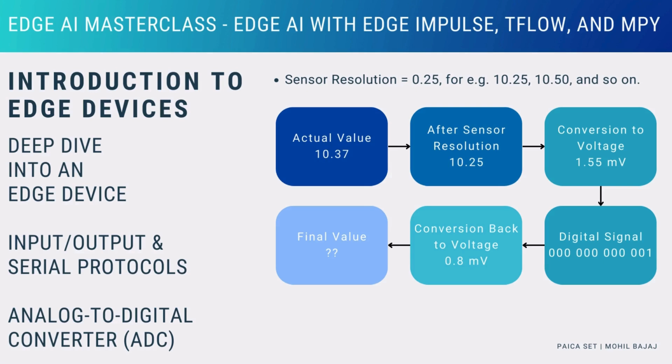Let's now include the sensor resolution in this example. If the resolution of a temperature sensor was 0.25, it would take readings like 10.25, 10.5, and so on. That is, any temperature value between 10.25 and 10.5 would be assigned one of these values. Let's also say that 10.25 corresponds to 1.55 millivolts. So, if the actual reading was 10.37 degrees, it would first be converted to 10.25 degrees, then to 1.55 millivolts, and then to a digital signal using the ADC. This digital signal, when converted back, could have a value much different from the actual value of 10.37.